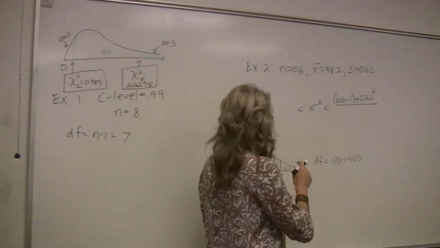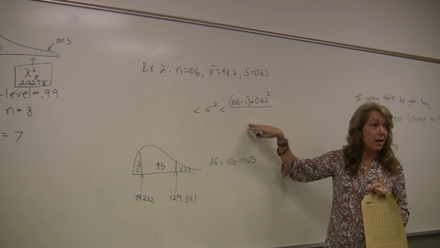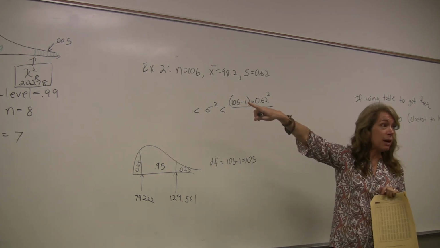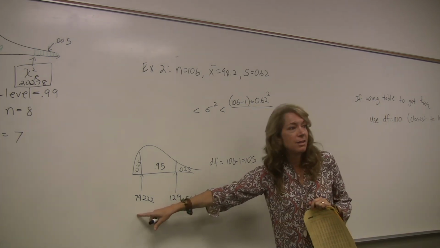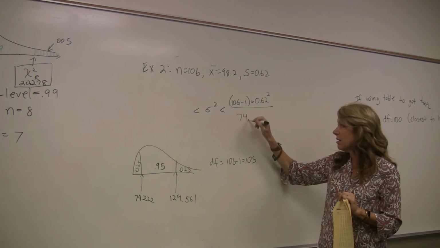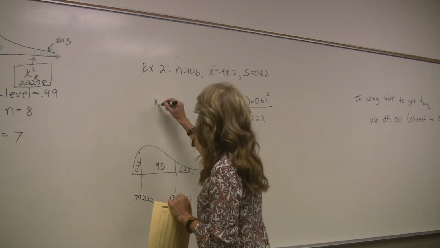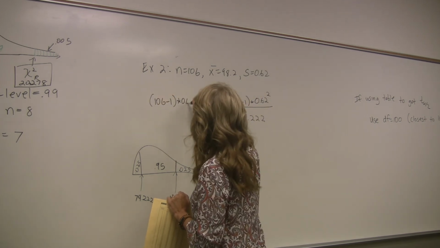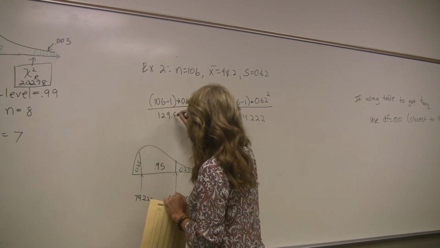So let me just write this up here. Notice the formula. This number is on the right, but look what it says in the formula. It wants the chi-squared from the left on this side. So this was the left, and this was the right. They actually get switched over here. And over here, exactly the same thing. Over the one from the right.